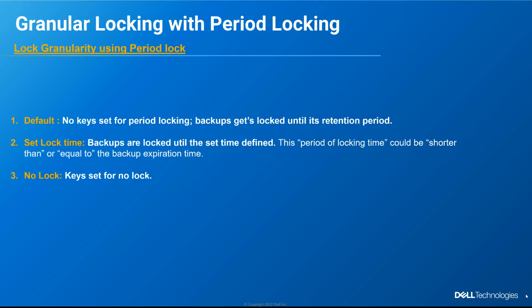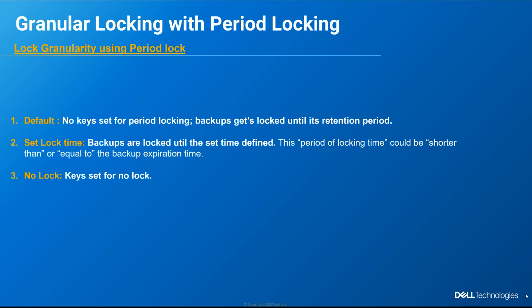Now there's a certain level of granularity which you can achieve using retention lock through a feature called period lock. Period lock was a feature introduced in Avamar version 19.9. The three levels of granularity are, the first one is default, wherein all the backups sent by Avamar to the Data Domain system will be automatically locked up until its retention period. Of course, if it is a Governance Edition retention lock, you can always revert the lock.